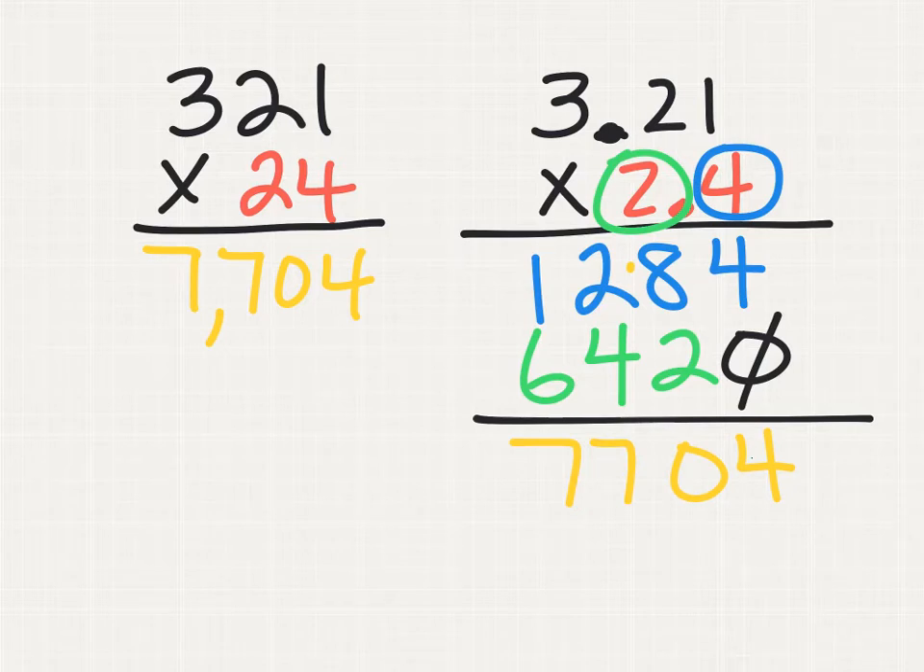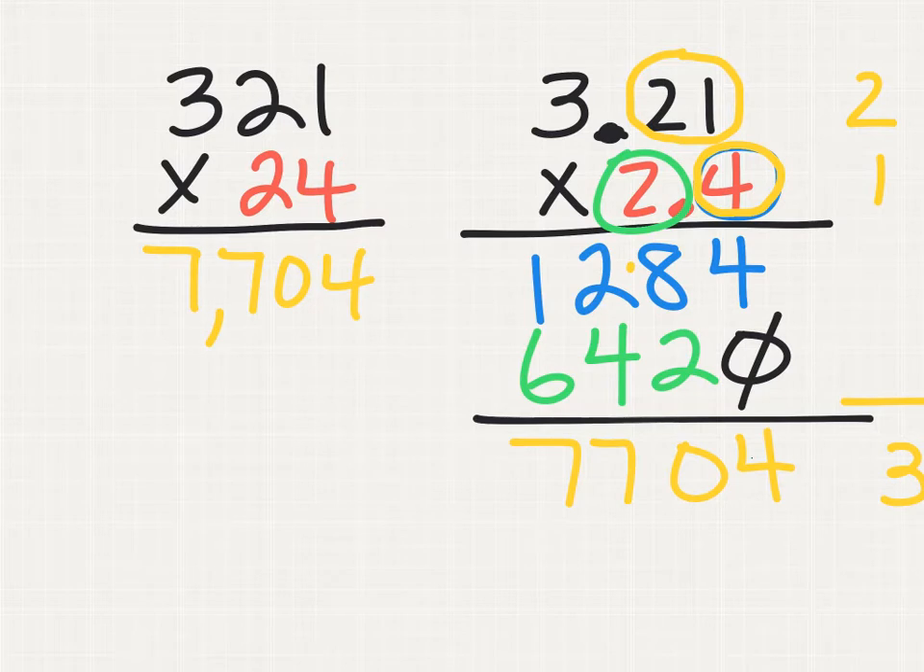Now here's where you need to make some changes because you're multiplying with decimals rather than whole numbers. Once you get to your solution, to your product, you need to return to your factors and count the numbers to the right of the decimal. So in 3.21, there are 2 digits, 2 and 1, to the right of the decimal. And in the number 2.4, the number 4 is to the right of the decimal. Add those together, and that tells you your product needs to have 3 numbers to the right of the decimal.